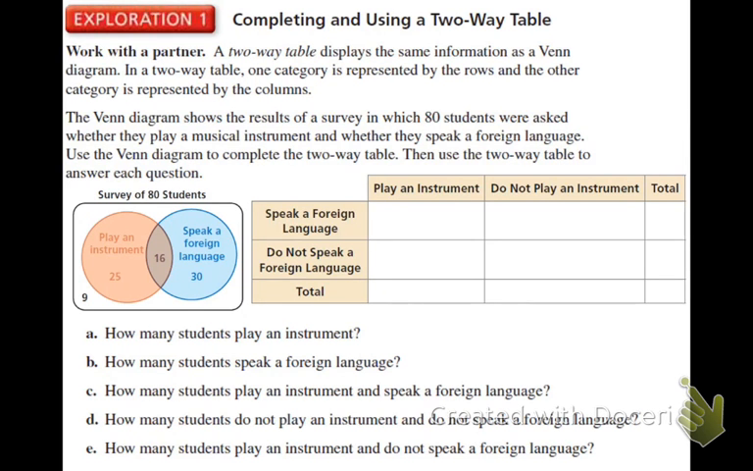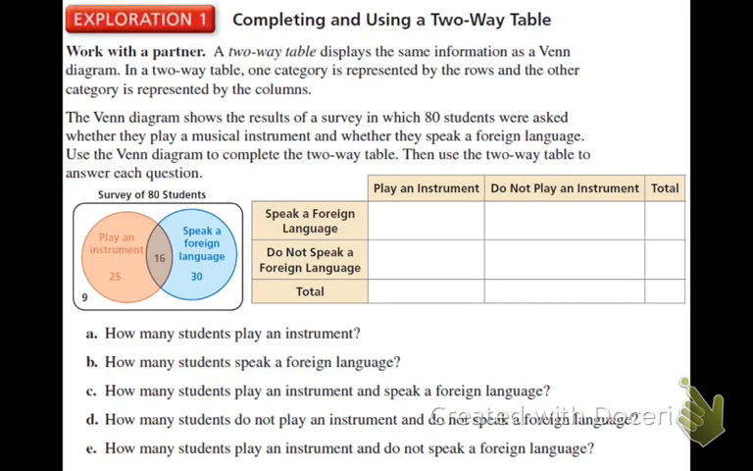So 12.3 is all about tables. We just did one. We're going to actually be filling them in this section. If you look, we have this lovely picture here. What do we call this? A Venn diagram. We're going to take information from the Venn diagram, answer our questions, and then fill in the table based on the Venn diagram. We have a survey of 80 students. Some of them play an instrument. Some speak a foreign language. Some do both. Some do nothing. So we're going to find out.